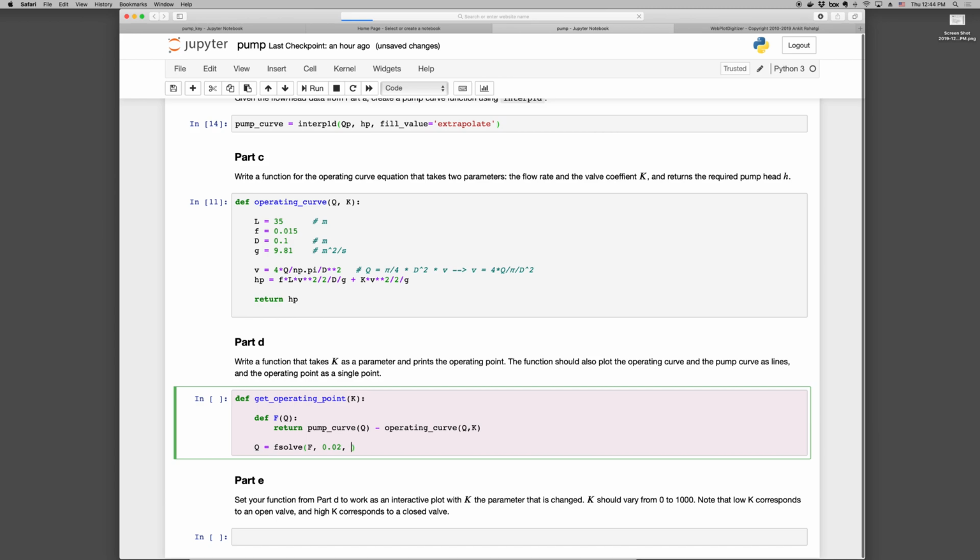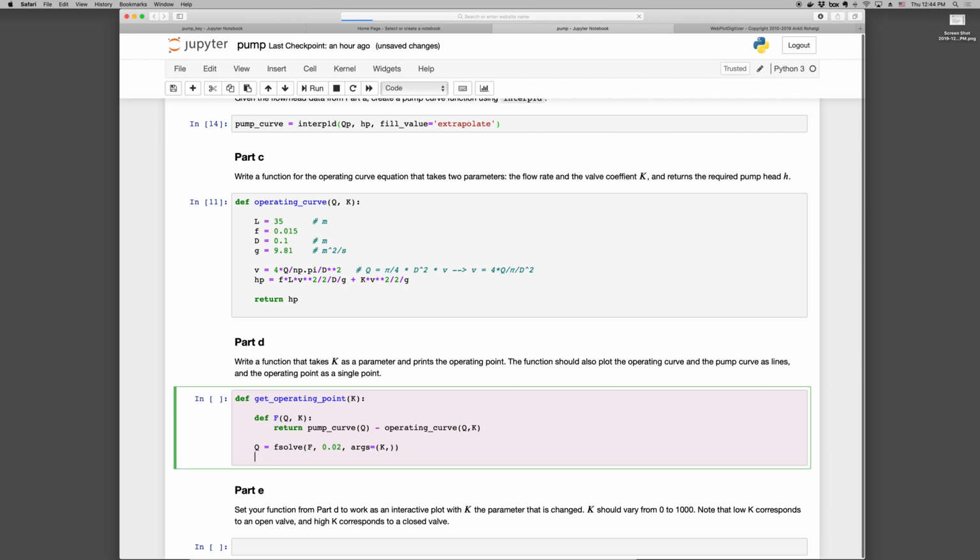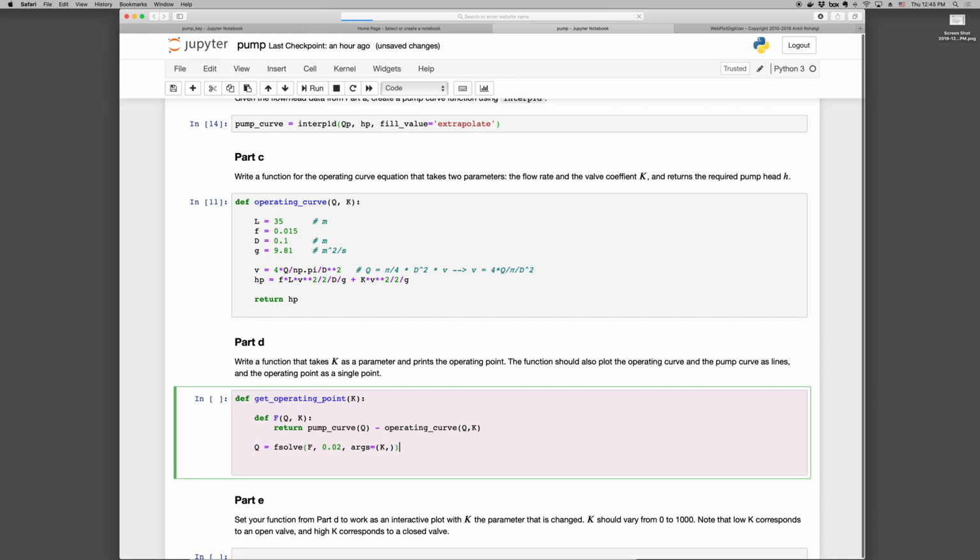And then what? Oh, then we've got this function q needs to also pass in k. There's different ways to do this, but because the operating curve wants q and k, we'll let f have q and k, but then fsolve needs to know to call f with k also. So we'll go args equals k. There we go. And then we're going to print. Once we have the solution, that's an array, so we'll just grab the first element of the array, which is q itself.